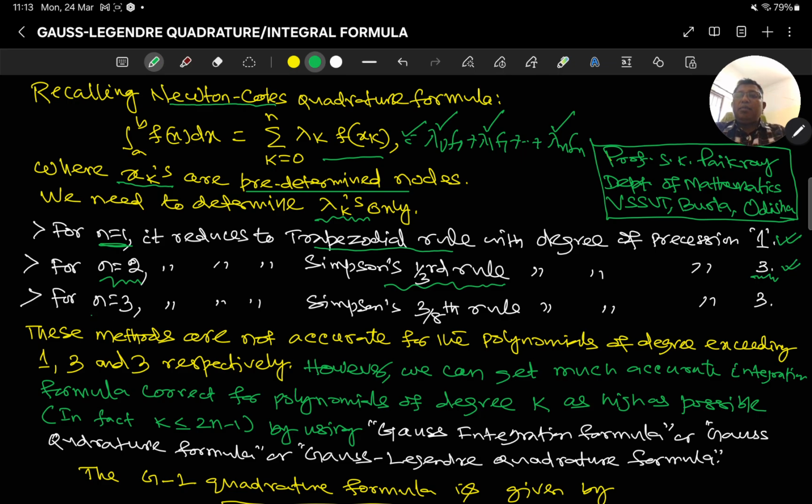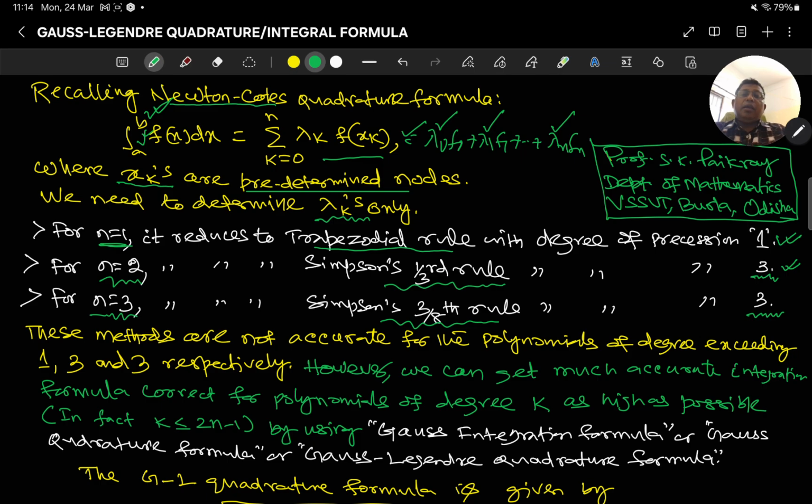And similarly, for n equal to 3, this formula is known as Simpson's 3/8 rule, which is also correct up to polynomials of degree 3. And beyond the polynomial of degree 3, the error is high. And here the limit of integration is a to b. It is arbitrary, right? The limit of integration is a to b.